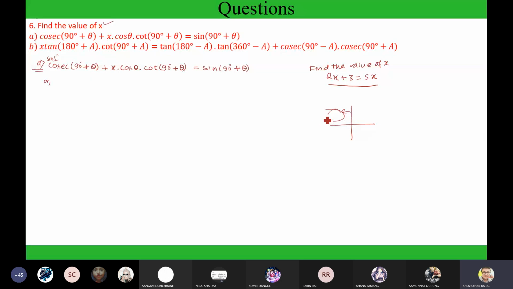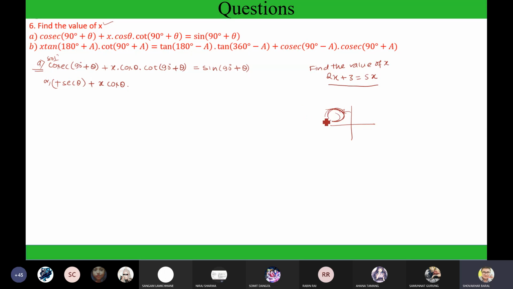Cosec(90 plus theta), 90 plus theta is in the second quadrant. In the second quadrant cosec is positive, so it will be plus, and since it is 90 degree, the ratio will be changed into sec theta, plus sec theta plus x times cos theta times cot(90 plus theta).